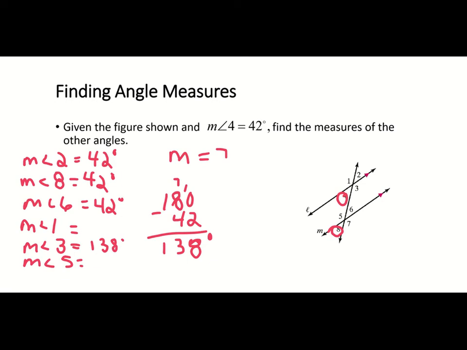Okay, and then we know that 3 and 7 are corresponding, so that's going to equal 138, because they're corresponding, they're in the same spots. And then also think vertical angles. 3 is vertical to angle 1, so it's going to be 138 degrees. And the measure of angle 5 is vertical to 7, so it will also be 138 degrees. So if you have parallel lines cut by a transversal and you know one angle measure, you can easily find the other 7.